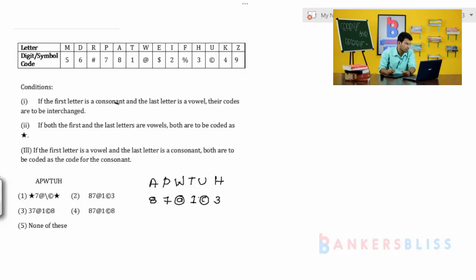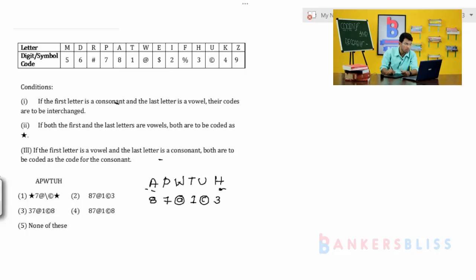Look at the condition. If the first is a consonant, A is not to be considered a consonant, it is a vowel, so the first condition cannot be followed. Next, if the first and last letters are vowels: the first letter is a vowel but the last letter is a consonant, so condition 2 also cannot be followed. And the third: if the first letter is a vowel and the last letter is a consonant. Look, guys, A is the first letter, that is a vowel, and H is the last letter, that is a consonant. It is nothing but the third condition that follows. Clear? Then both are to be coded for the consonant.